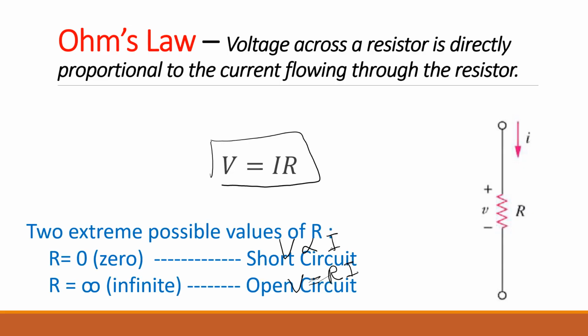Here we can have two extreme possible values for resistance. Resistance can be 0. When the resistance is 0, we say the circuit is a short circuit, and when the resistance is infinite, we call the circuit an open circuit. We will learn more about this in our coming slides.